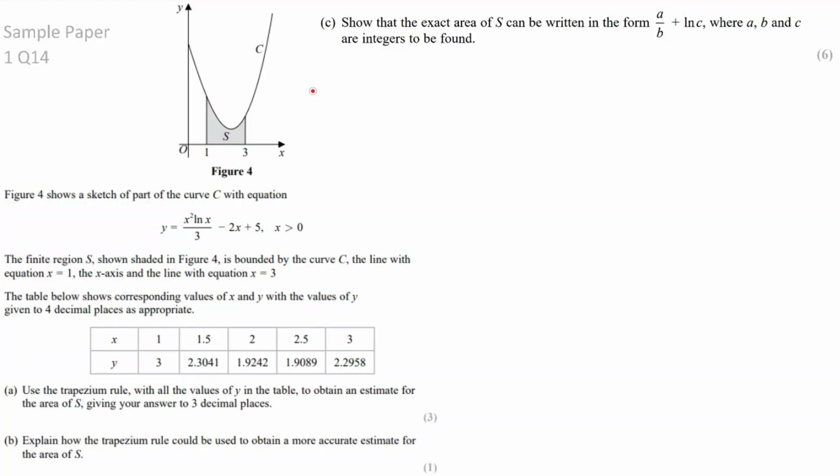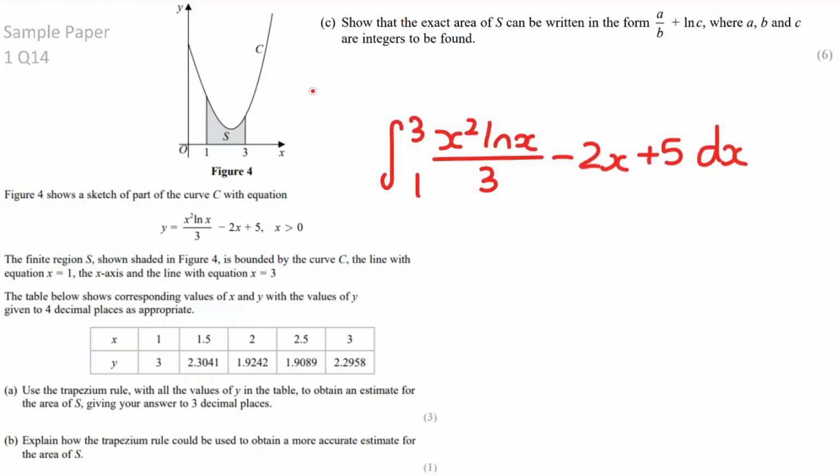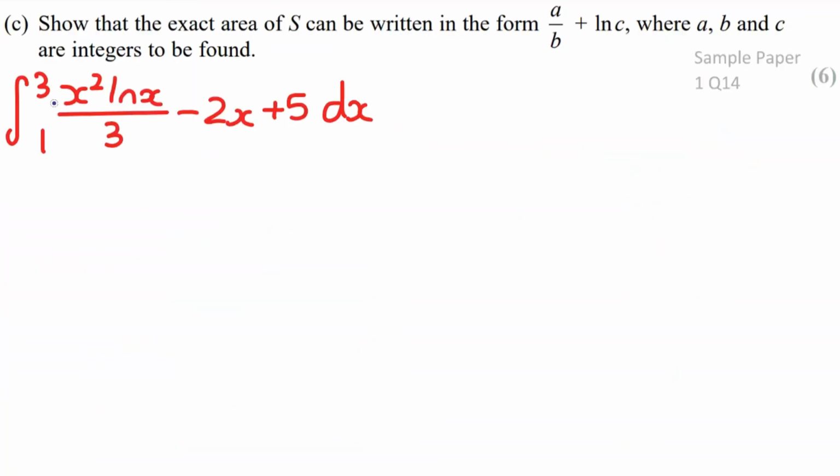So therefore we can use integration, and we can find the exact area of S by integrating between the lower limit of 1 and the upper limit of 3, this equation here. So x squared natural log of x over 3 minus 2x and then plus 5. Okay, so now all we need to do is actually integrate this here and show it can be written in this format. Now, as I've talked about before with definite integrals in this chapter, these limits here of 1 and 3, we don't actually need to worry about these at the start. We plug these in at the end.